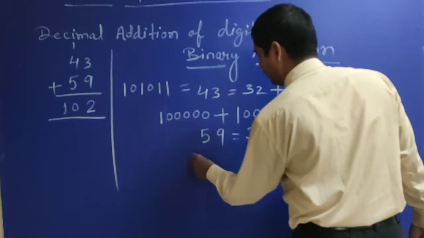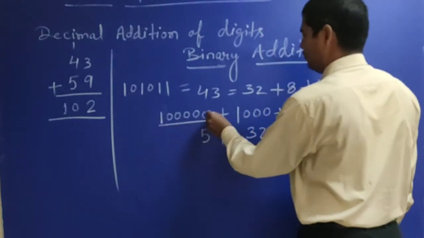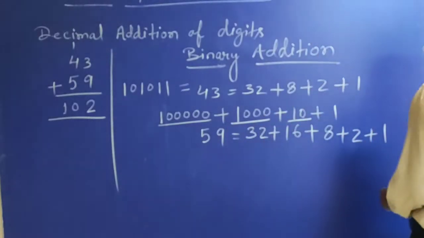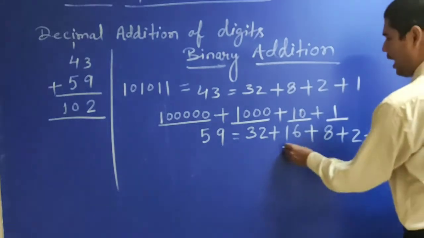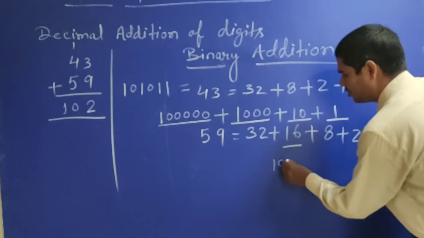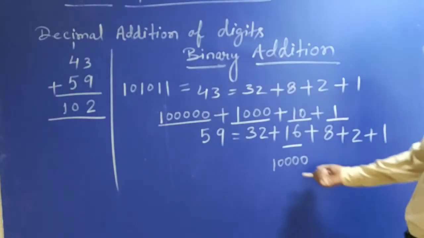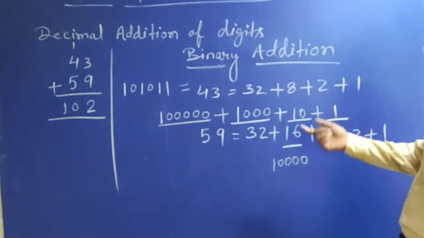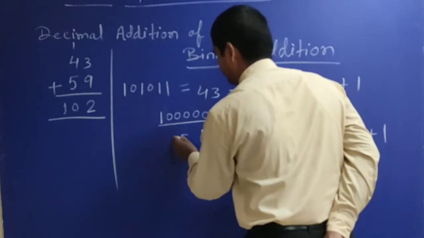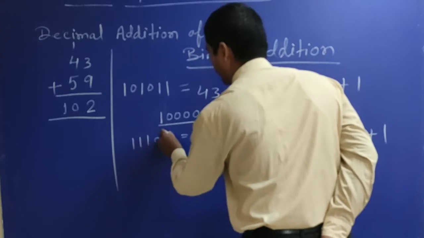See, this is for 32, this is for 8, this is for 2 and this is for 1. We only have to write the bit for 16. So for 16 we write it like this. When we add these we find 1 1 1 0 1 1.